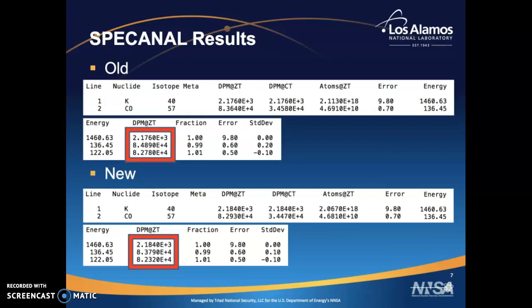These are example lines from the SpecNL output showing two of the identified isotopes, potassium and cobalt. From the output of the analysis code, we want to pay attention to the activity expressed in decays per minute at the zero time, which is the activity at count time decay, corrected back to a reference time.